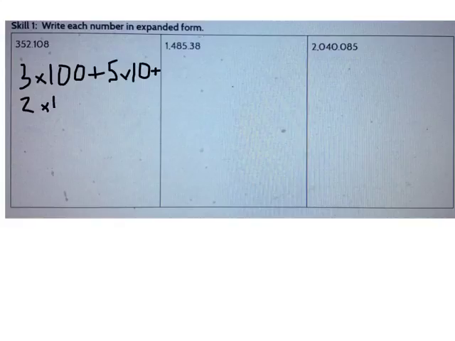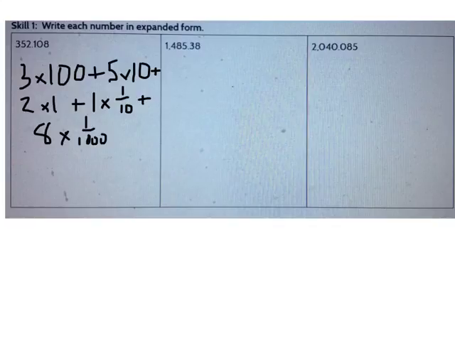Well, first, the 3 is in the hundreds place, so I would multiply 3 times 100. 5 is in the tens place, so I would multiply 5 times 10. 2 is in the ones place, so I would multiply 2 times 1. 1 is in the tenths place, so I would multiply 1 times 1/10. And 8 is in the thousandths place, so I would multiply 8 times 1 over 1,000.